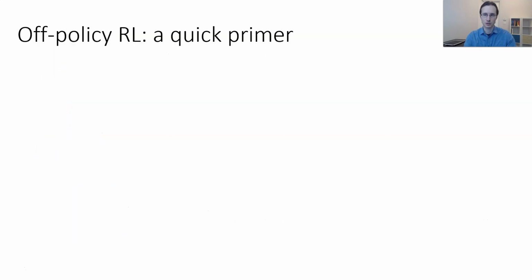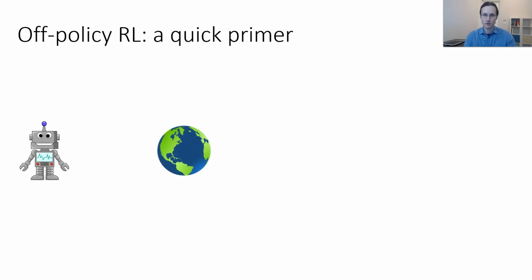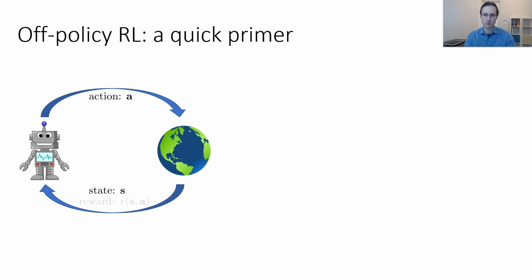So let's start with the challenges. First, a quick primer on off-policy reinforcement learning. If you have an agent that interacts with the world by selecting actions, the world responds with states and rewards, and the agent's goal is to select a policy pi, which gives a distribution over actions given states, to maximize the expected cumulative reward that the agent will receive.